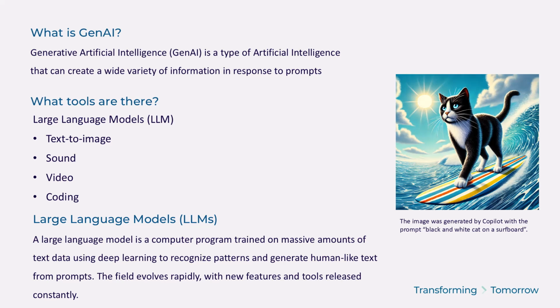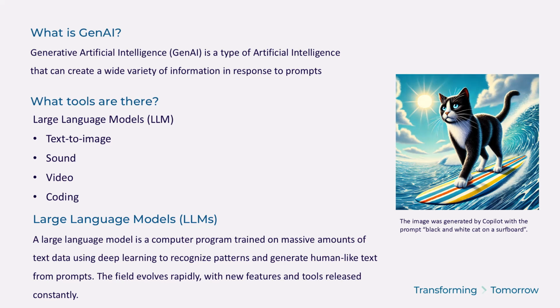LLMs are AI tools that are trained on massive amounts of text and data to understand and generate language and answers to your queries and prompts. The result is realistic and human-like data, making it a valuable tool for different industries and applications. This field evolves rapidly with new features and tools released constantly. And that's why it's important that students and researchers are aware of the ethical considerations, security risks, and how to use these tools with academic integrity in mind.